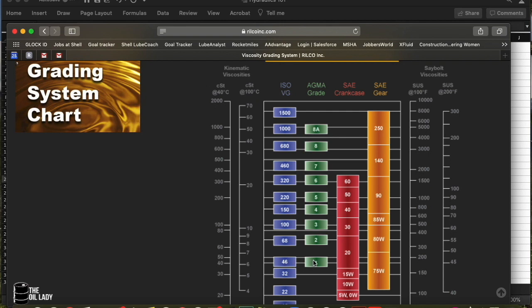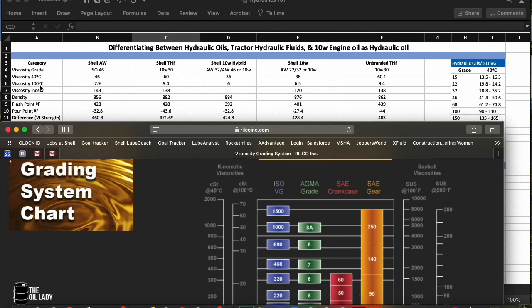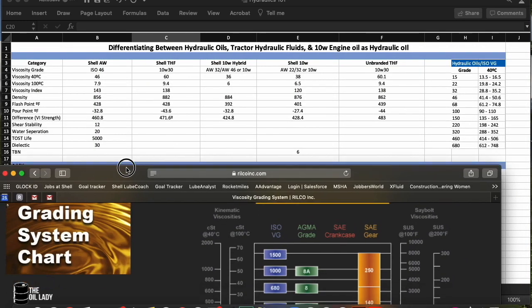But then if we keep going and we want to see what a hydraulic oil is equivalent to for the viscosity on an engine oil, it's going to be right in this area, so somewhere in the 20 weight range. Now, keeping that in mind, they can also run this test at 100 degrees C. So that's this column here. It's going to get you the same results, really.